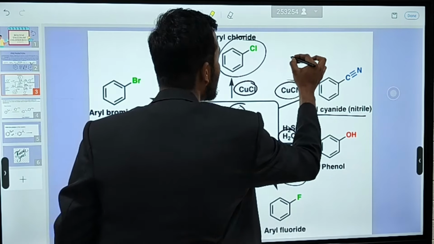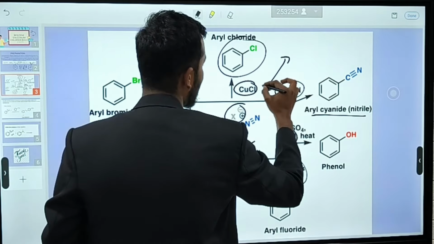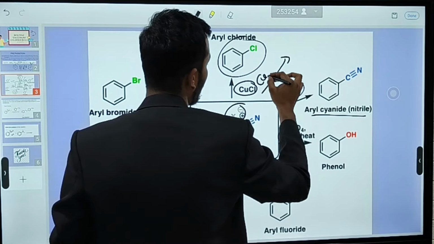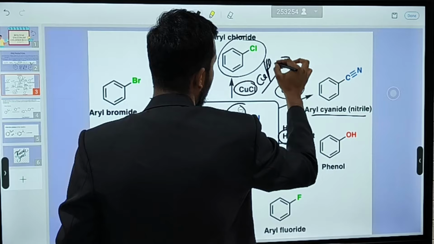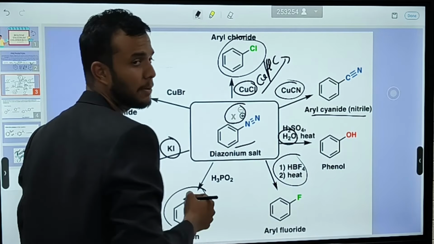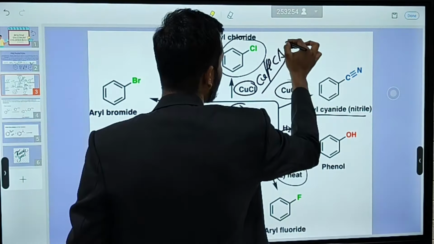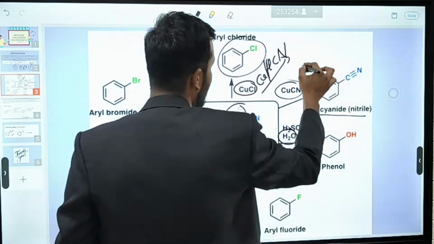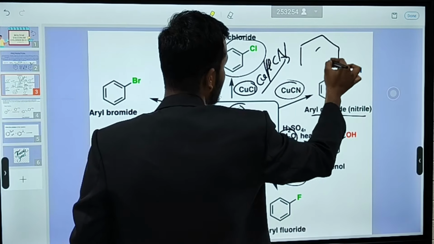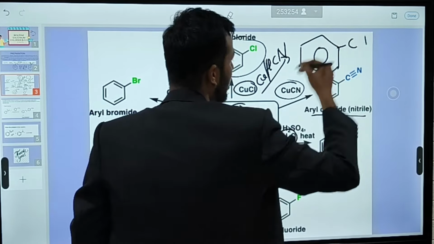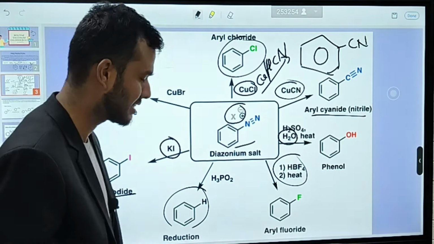Students, in this case we have another important reaction. It is referred to as the Gattermann reaction. What is the Gattermann reaction? Copper in the presence of HCl, what do we get? Again we get a cyanobenzene. What do we call this? We also refer to it as the Gattermann reaction.